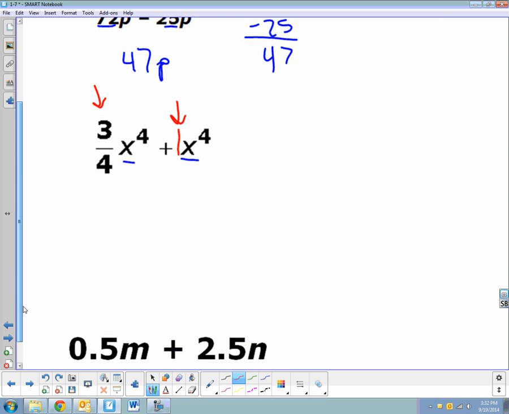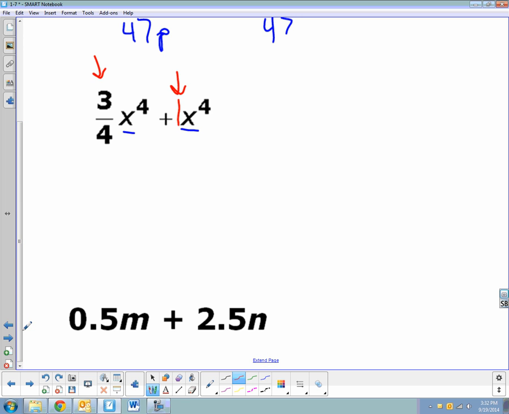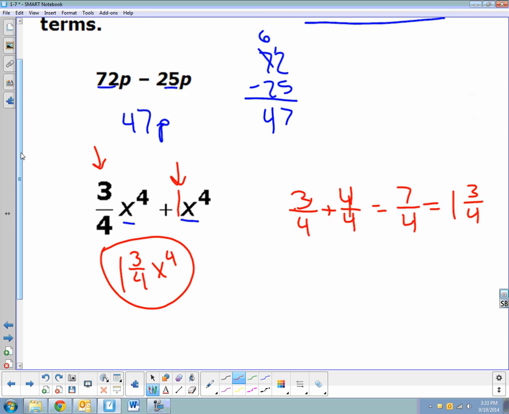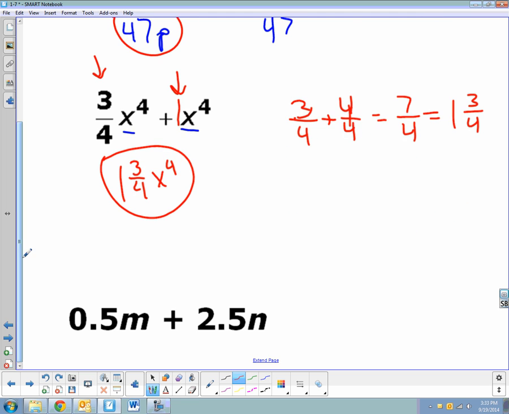It's 3/4 x to the 4th plus x to the 4th. So 3/4 x to the 4th plus 1 x to the 4th. We've got 3/4 plus 1. I can rewrite 1 as 4/4, so 3/4 plus 4/4. Now I have a common denominator. I get 7/4, which I can simplify to 1 3/4. So I've got 1 3/4 x to the 4th power. And that's my simplified version. Rather than having two different terms, I've got 1. So 47p, 1 3/4 x to the 4th.